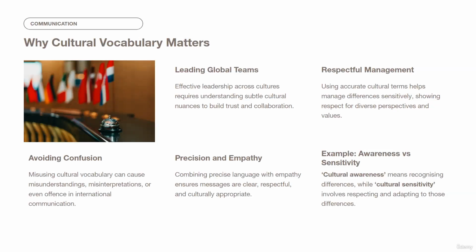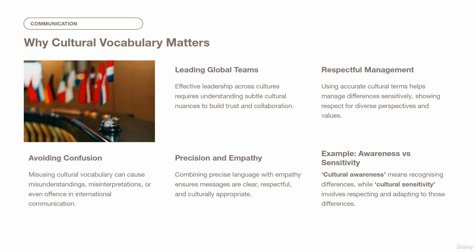So cultural vocabulary is really important because when you are leading global teams, effective leadership across cultures requires understanding subtle cultural nuances to build trust and collaboration. It involves respectful management. Using accurate cultural terms helps manage differences sensitively, showing respect for diverse perspectives and values. Avoiding confusion: misusing cultural vocabulary can cause misunderstandings, misinterpretations, or even offense in international communication. Precision and empathy: combining precise language with empathy ensures messages are clear, respectful, and culturally appropriate.